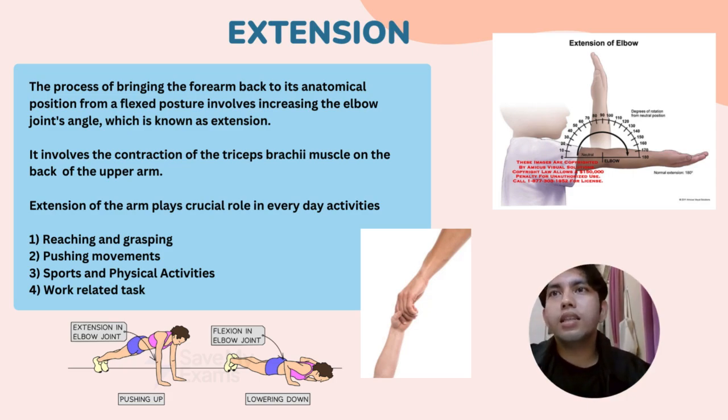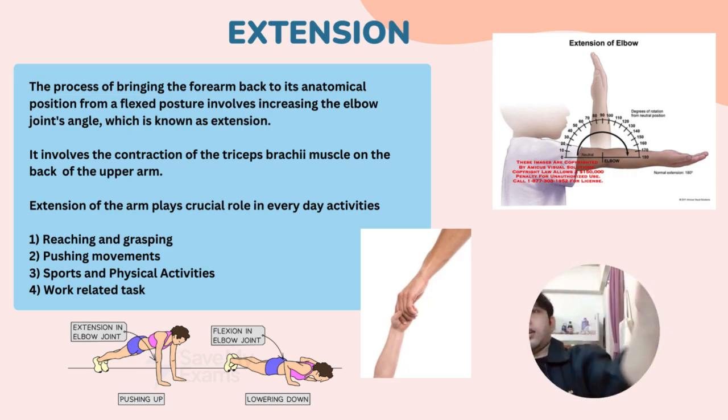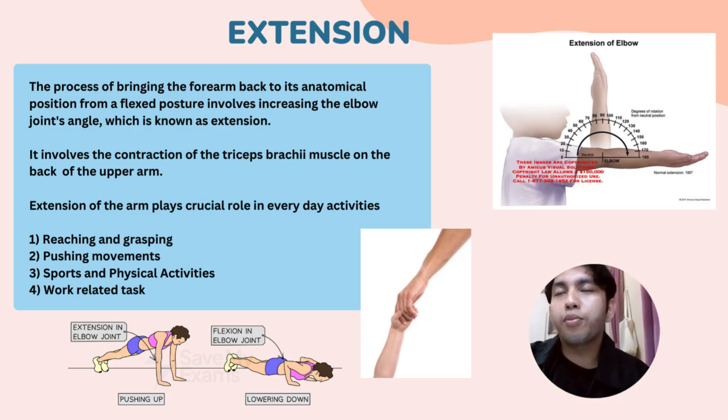The next one is extension. What is extension? So basically, the flexion is like this, but the extension is like this. Okay, extension means the process of bringing the forearm back to its normal anatomical position from a flexed posture, involving increasing the elbow joint angle. Extension involves the contraction of the triceps brachii muscle on the back of the upper arm. So extension of the arm plays a crucial role in our daily activities.